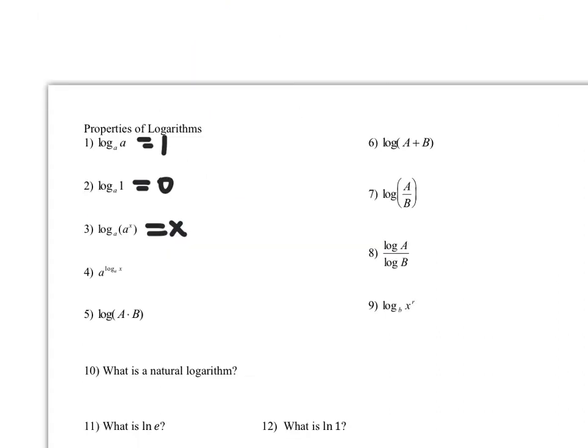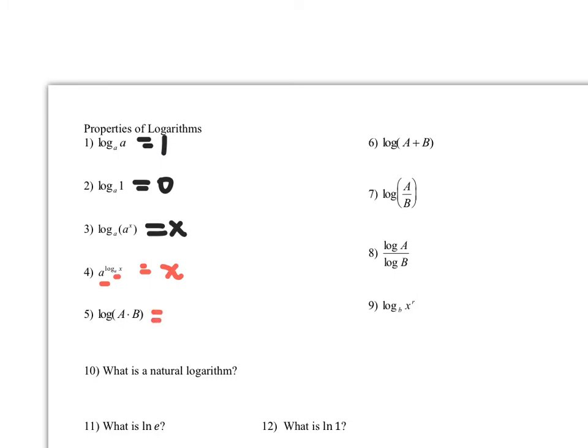Okay, review here of the properties of logs. Log base a of a, well, a to the first equals a. A to what power gives me 1? 0. A to what power gives me a to the x? Well, that'd be x. Again, if these two bases are the same, this will reduce to x.